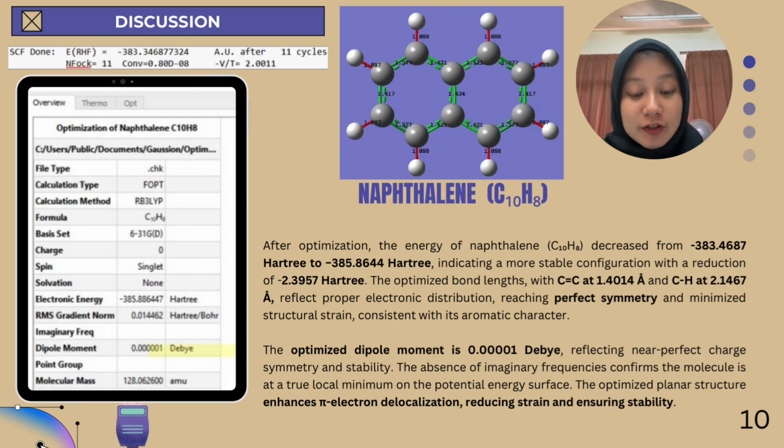The absence of imaginary frequencies confirms that the molecule is at a true local minimum on the potential energy surface. So the optimized naphthalene structure enhances the pi electron delocalization, reducing the strain and also ensuring the stability.